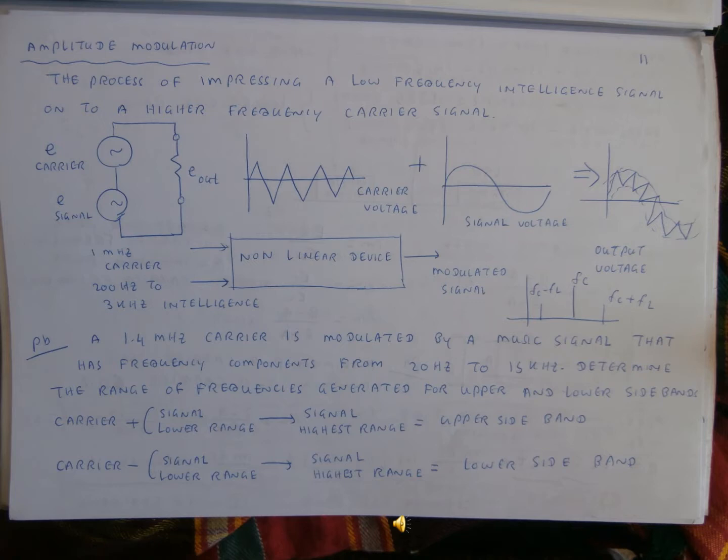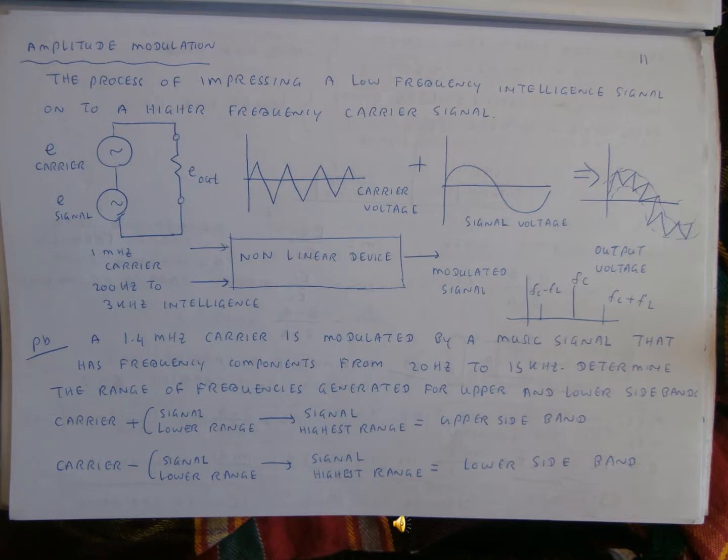This circuit can be represented by a block diagram. A 1 megahertz carrier signal is input, and a 200 hertz to 3 kilohertz intelligence signal is also input. They pass through the non-linear device and the output is the modulated signal. The carrier frequency is at the middle, fc, with fc minus fa as the lower half and fc plus fa as the upper portion. That is the frequency range. This is the basic principle of combining the signal and the carrier signal to produce the output.